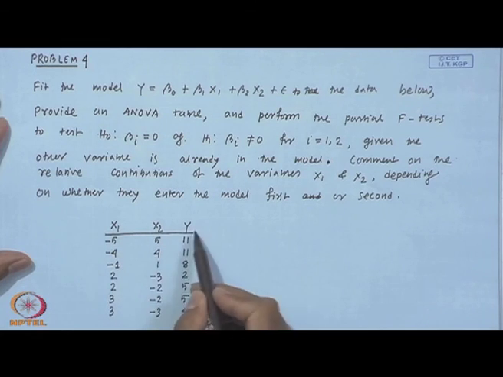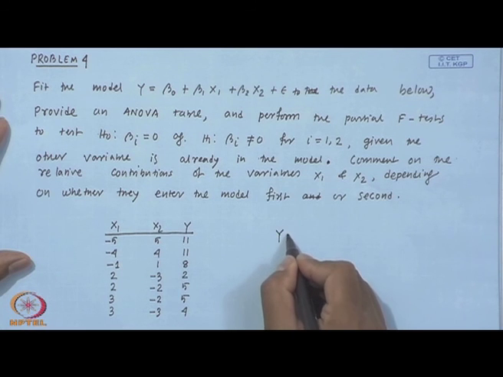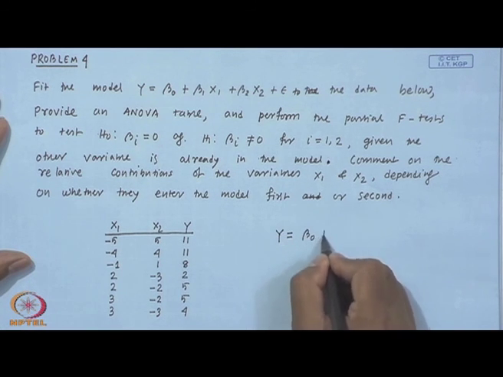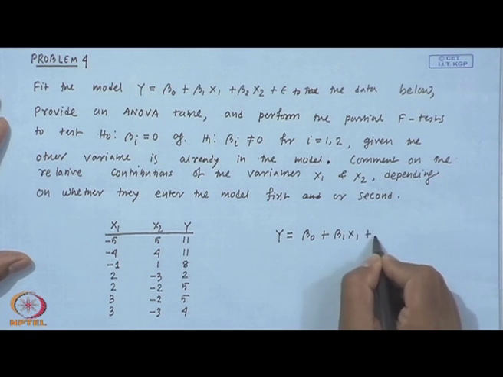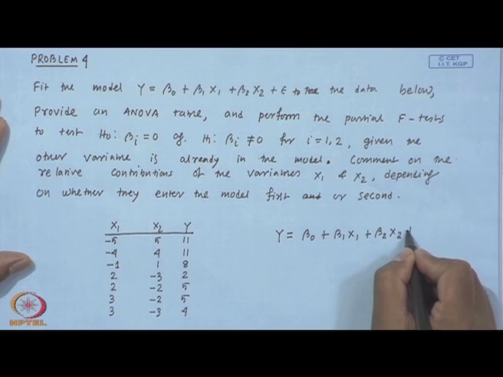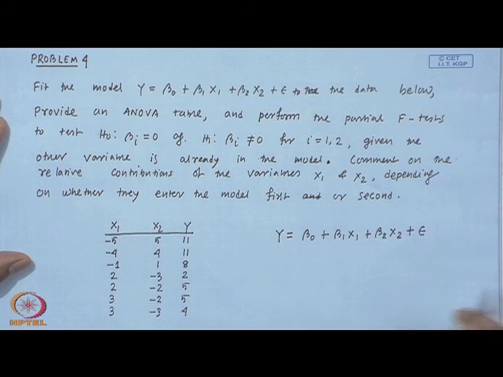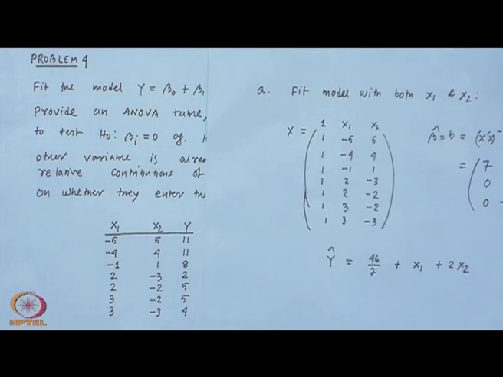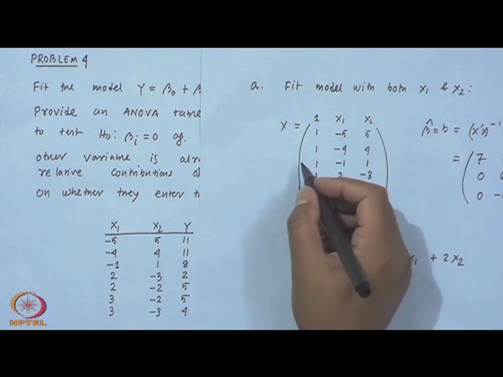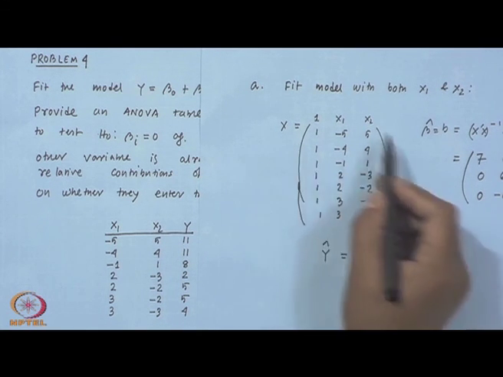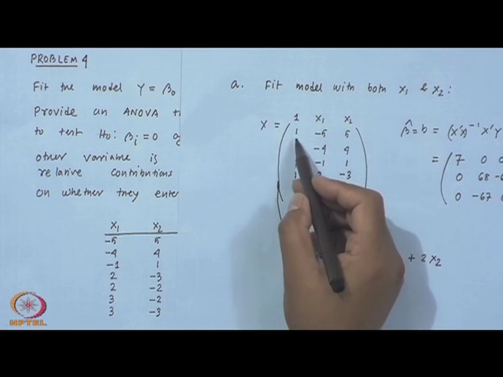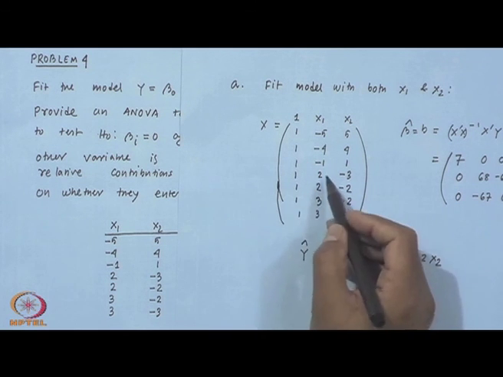Okay. So, this is the given data for two regressors and one response variable, and we have to fit the model. The model is y equal to beta naught plus beta 1 x 1 plus beta 2 x 2 plus epsilon, and we know how to fit this model. So, what I will do is first we will write down the X matrix. The X matrix corresponds to x naught, which is all 1, and then x 1 and x 2.